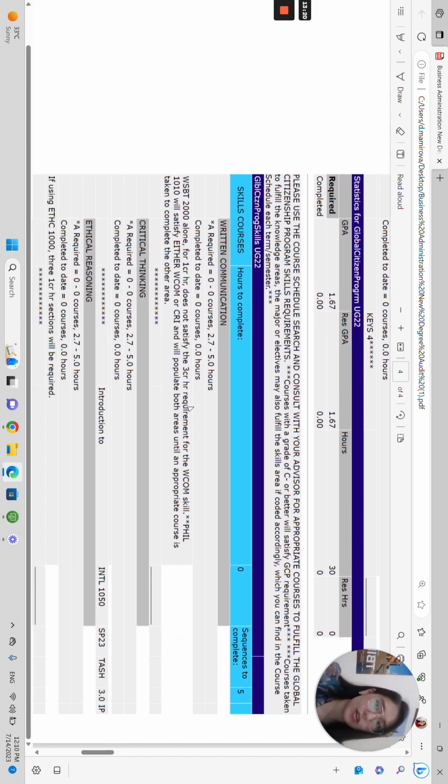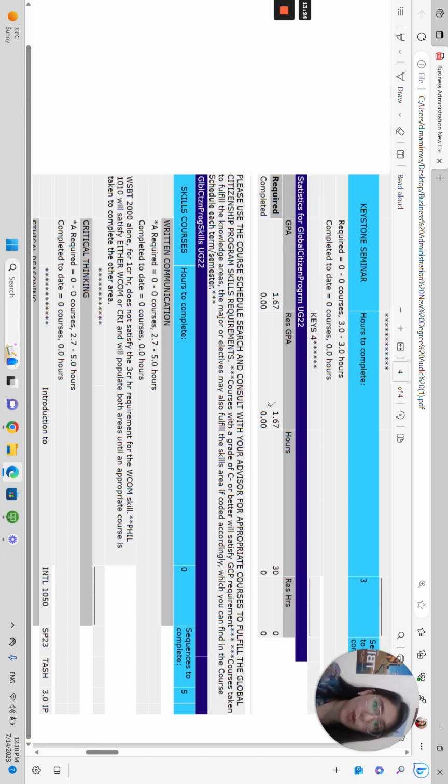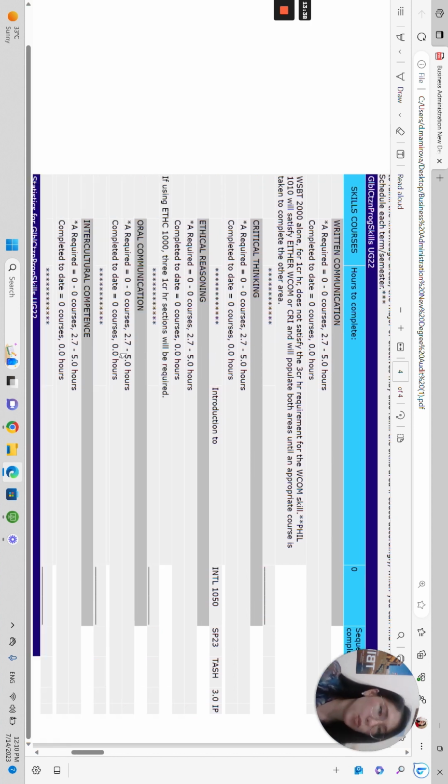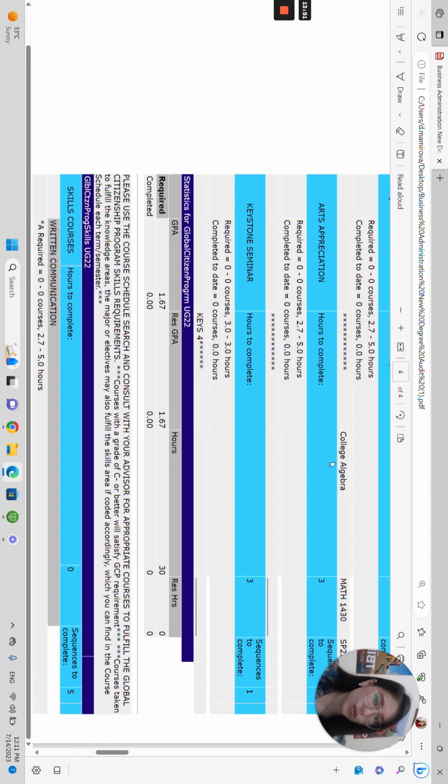Then we have the skill area. I think I need to mention the requirements for the GCP. You need to cover 1.67 GPA and 30 credit hours for completing your GCP. Then we have the skill areas. It's very important to mention that skill areas will usually automatically, simultaneously be covered along with the knowledge areas that we have just looked at.